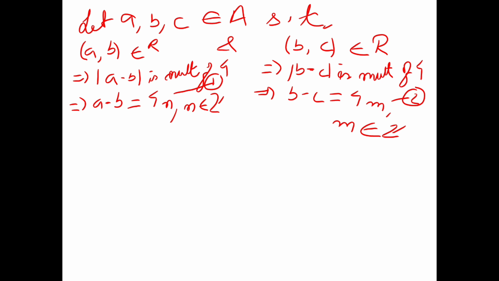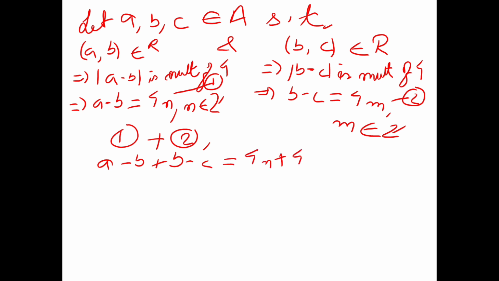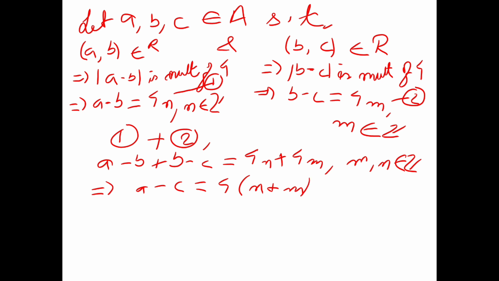Adding 1 and 2: on the left hand side A minus B plus B minus C, and on the right hand side 4m plus 4n, where m and n are integers. B minus B cancels, so we get A minus C equals 4 into (n plus m). So A minus C is 4 into some integer, which means A minus C is a multiple of 4.